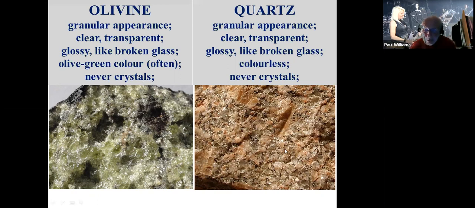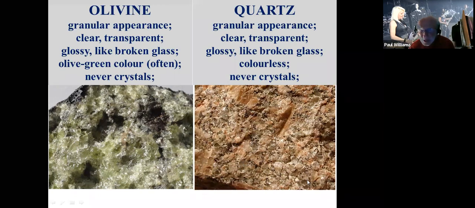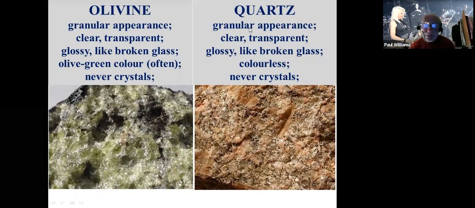Right, so the other bit that we were looking at, the other sample with this granular, slightly grayish, but mainly colorless material. Well, let's go through the checklist. It's granular appearance, so it's, as it says there, never crystal, so it's anhedral. It's clear, transparent, mainly transparent. It's glossy. It's like broken glass, only this time it's clear broken glass, colorless. And that is the mineral quartz.